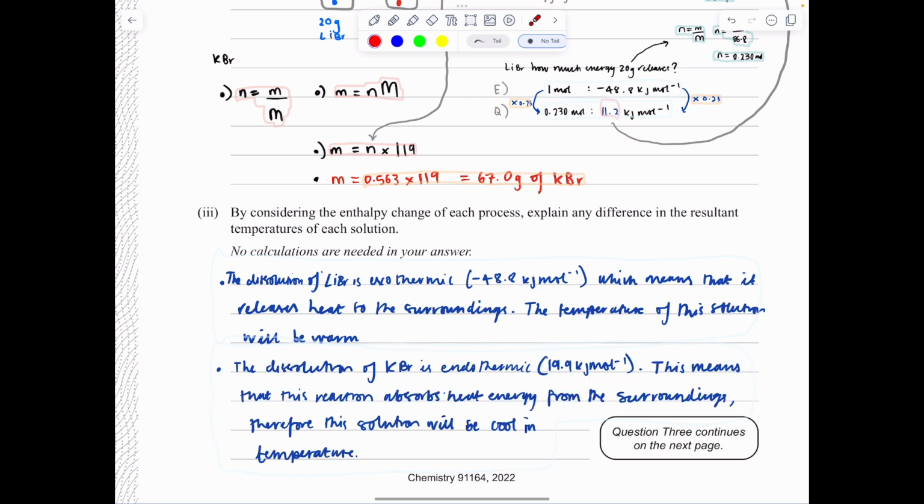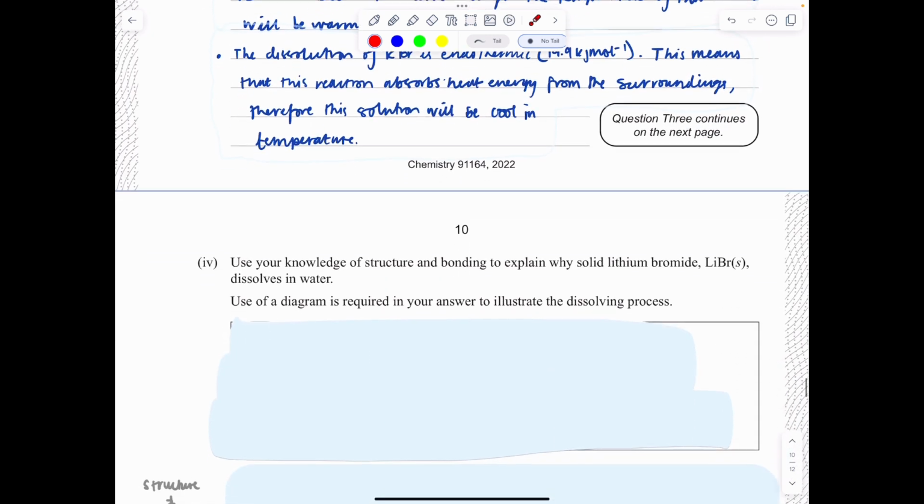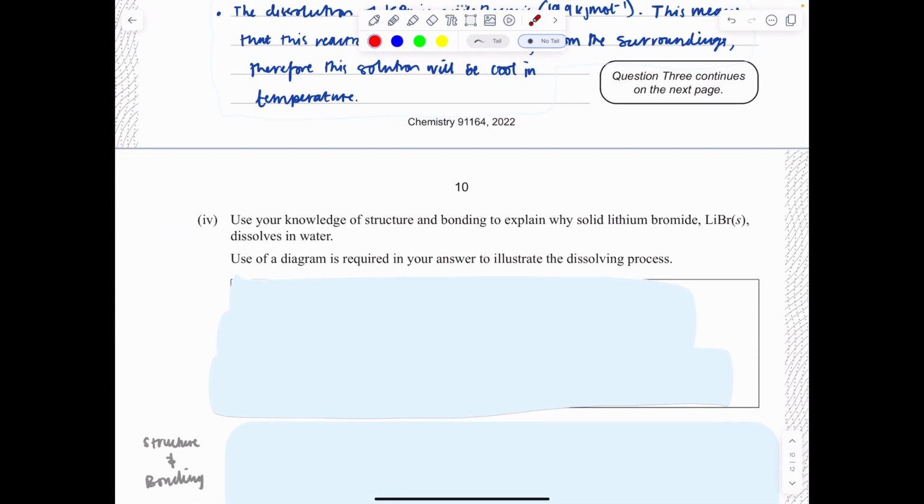Okay, moving on to the next solution. The dissolution of KBr is endothermic, and I've specified that here. This means that the reaction absorbs heat from the surroundings. Therefore, the solution will be cool in temperature. Very simple, okay? All right, so next question.